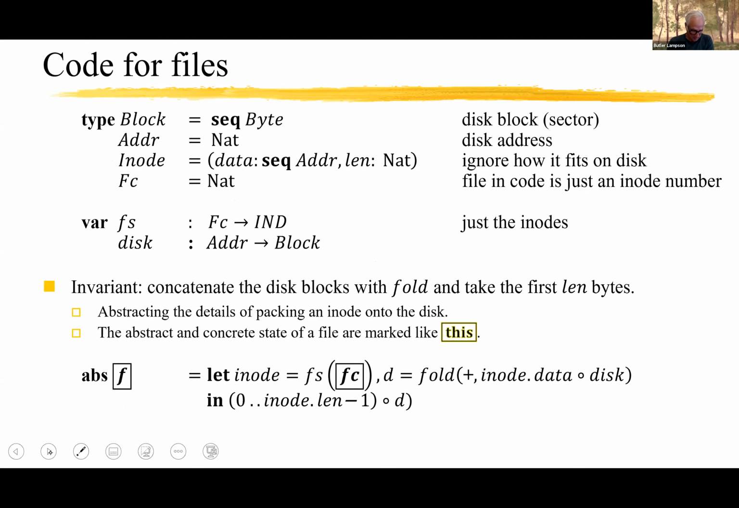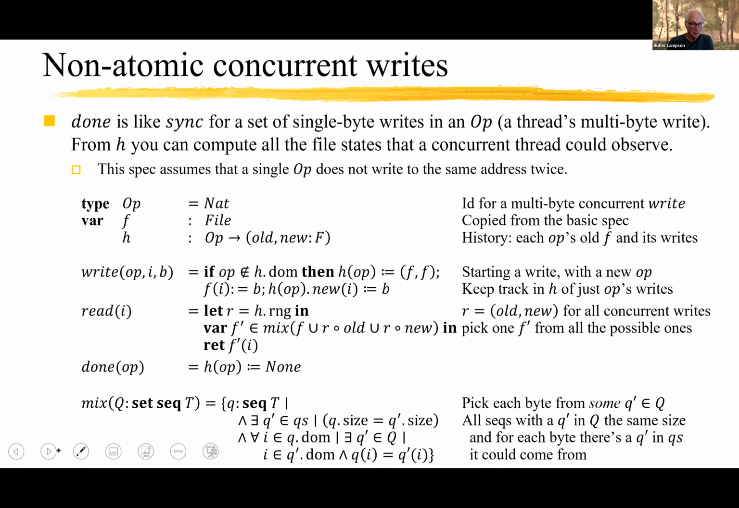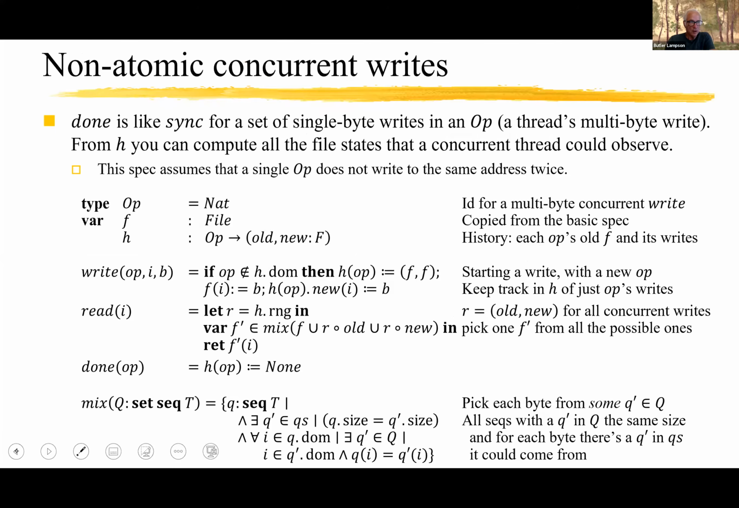All right, back to this weird example of non-atomic writes. So the idea here is the threads are going to be abstracted as these ops. The notion is that each thread is doing some concurrent write to a bunch of different bytes, one at a time.